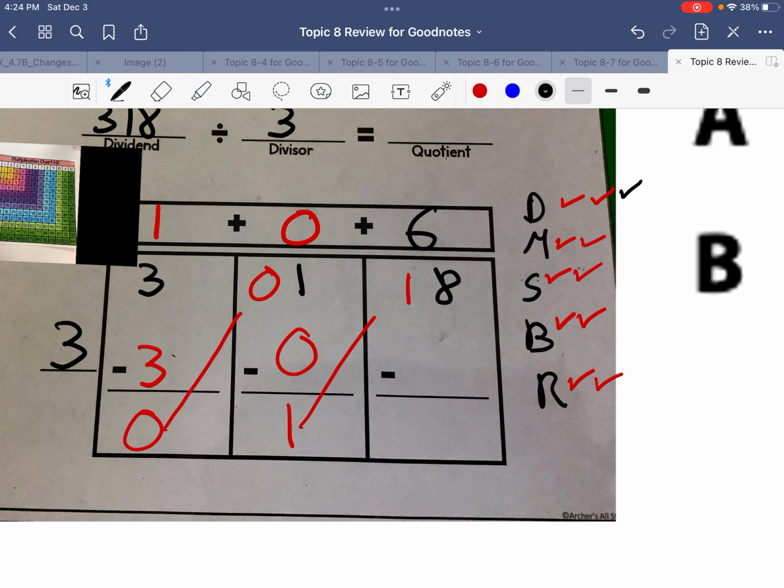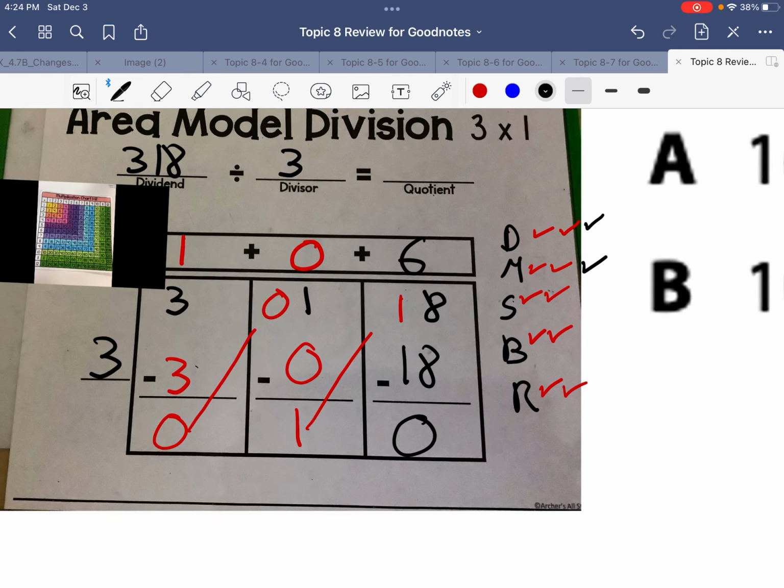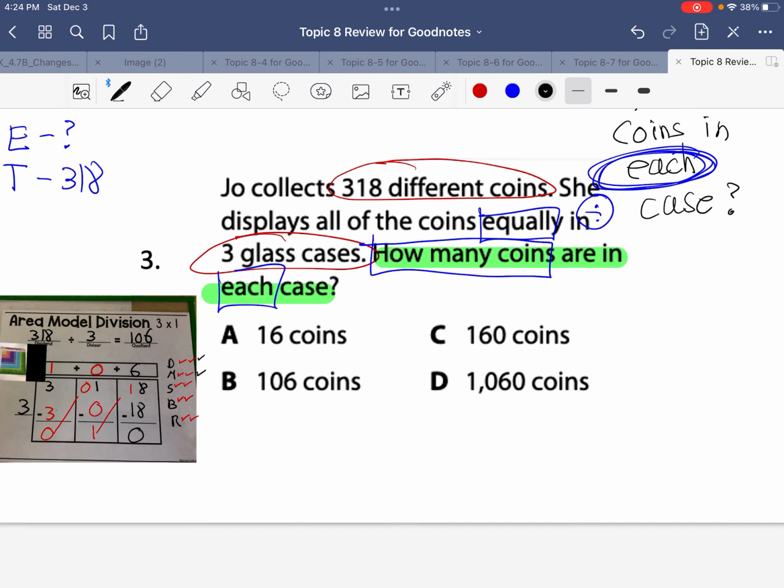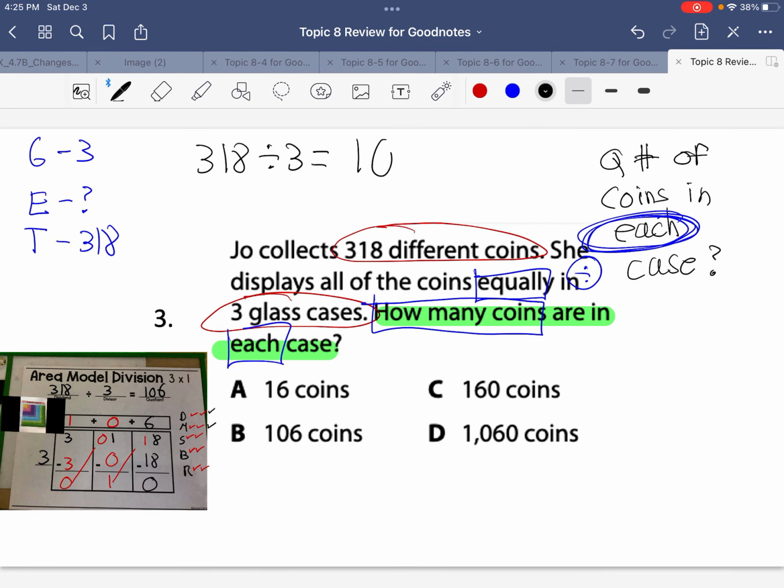I divided. Now I multiply the side with the top. 3 times 6 is 18. Now I subtract. 18 minus 18 is 0. So my quotient or my answer is 106. So I can say 106 coins. Okay, my answer is B.